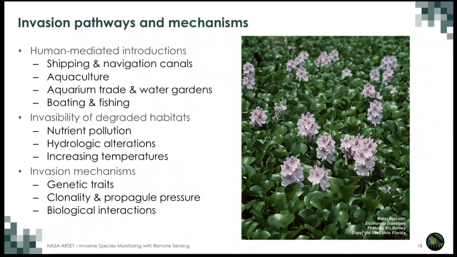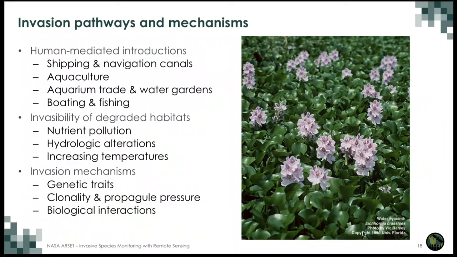How do aquatic invasive plants become invasive? Well, the major invasion pathways are through human-mediated introductions. What you see here is a picture of water hyacinth. That's that water cancer example that we heard about from that news article in Egypt. And we can see that it actually creates these very beautiful purple flowers. And so a lot of times people want to use them in aquarium trade or water gardens. And so they intentionally ship them around the world to try to make something beautiful without understanding what the consequences are. They are also spread through shipping and navigation canals, through the practice of aquaculture, and through boating and fishing, because these plants and their propagules are transported by these boats and fishermen.